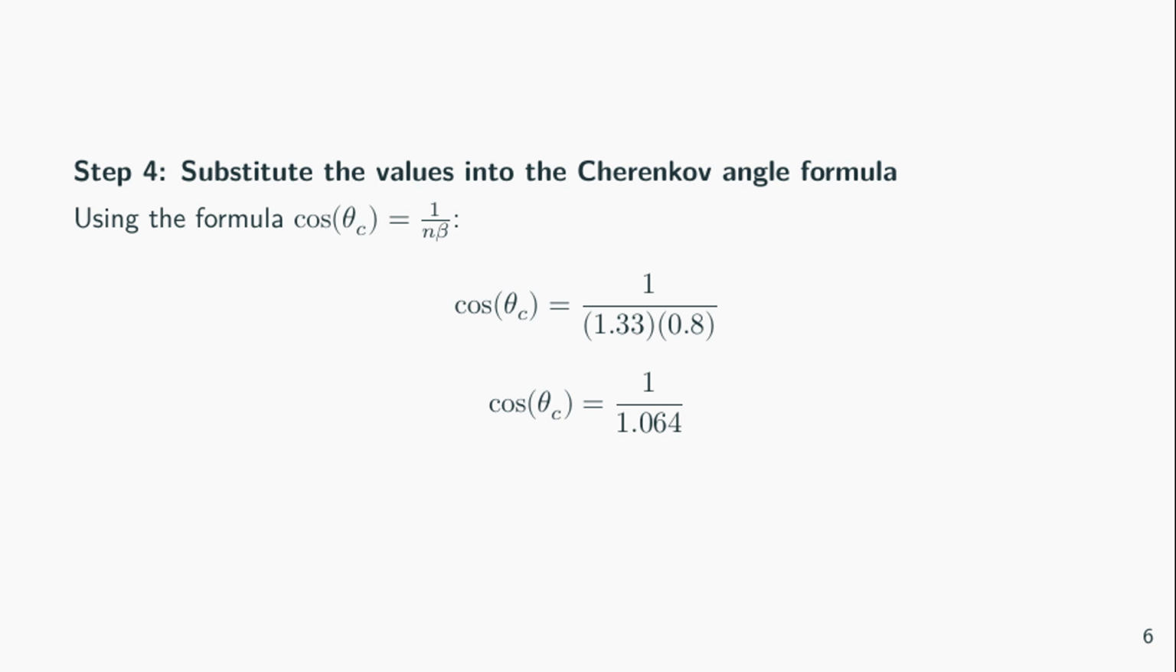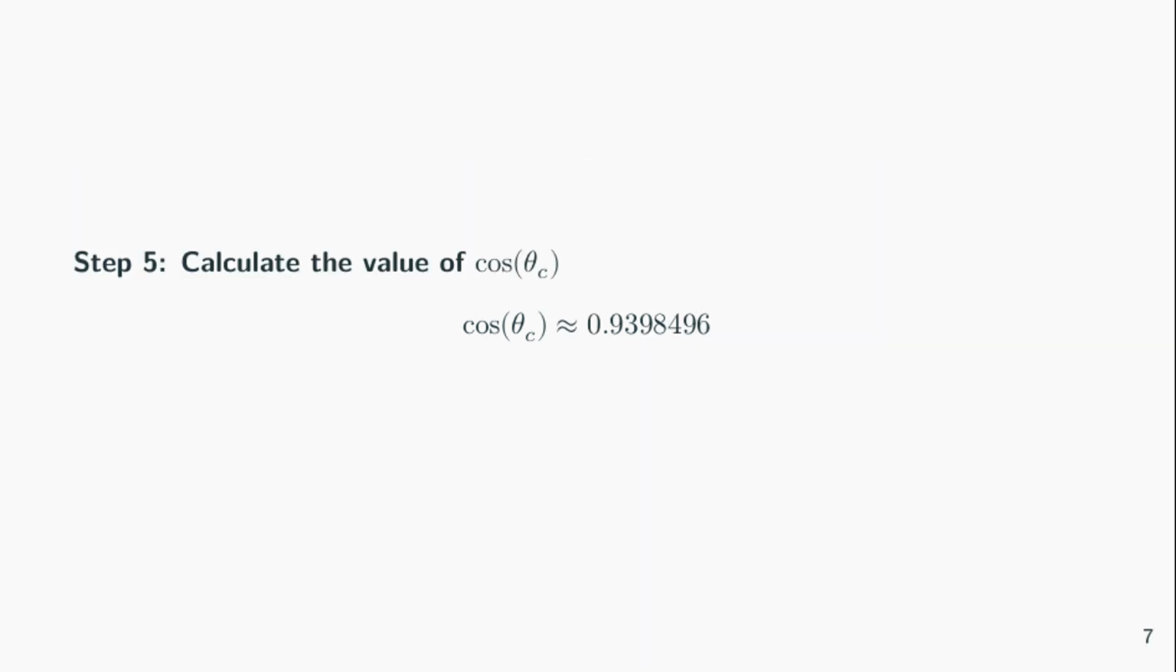Let's use the formula cosine of theta c equals 1 over n times beta. We'll substitute our values for n and beta. So the cosine of theta c equals 1 divided by the product of 1.33 and 0.8. When we multiply 1.33 by 0.8, we get 1.064. So the cosine of theta c is 1 divided by 1.064, which gives us approximately 0.94.